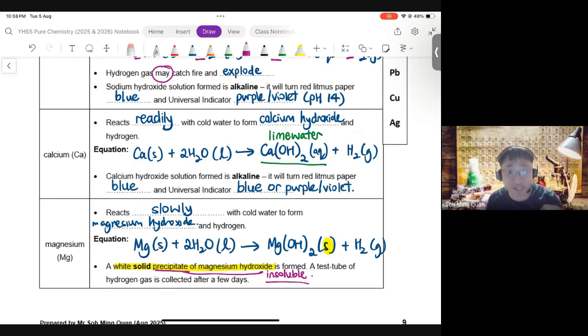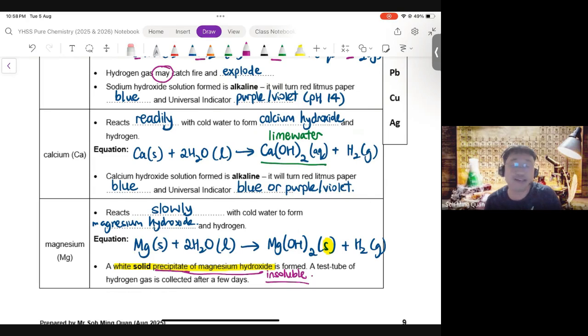So the word precipitate means it's a solid which is insoluble in water. So magnesium hydroxide is insoluble in water. And therefore, magnesium hydroxide is not considered an alkali. Alkalis must be able to dissolve in water and dissociate to give you OH minus ions.